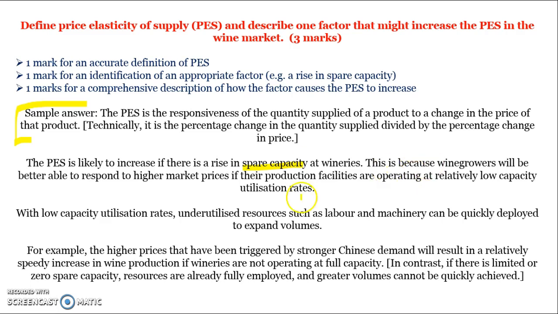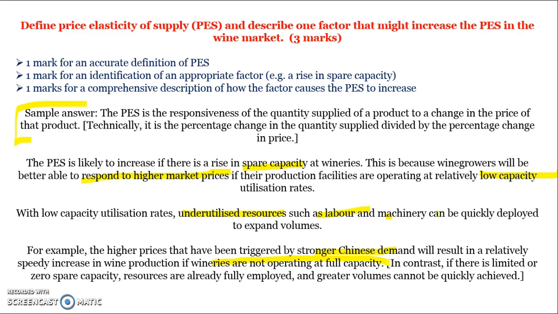So wine growers will be able to respond faster to higher prices if they're not working to their productive capacity, or they have what we call low capacity utilization. With low capacity utilization, underutilized resources like labour and machinery can be quickly deployed to expand volumes. For example, if there's a higher price because of stronger Chinese demand, this will result in a relatively speedy increase in wine production if wineries are not operating at their full capacity. If we are at our full capacity, it's really hard for us to increase output, and therefore it will be a less elastic supply when prices increase.